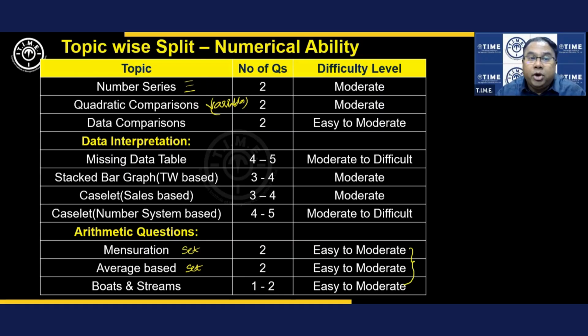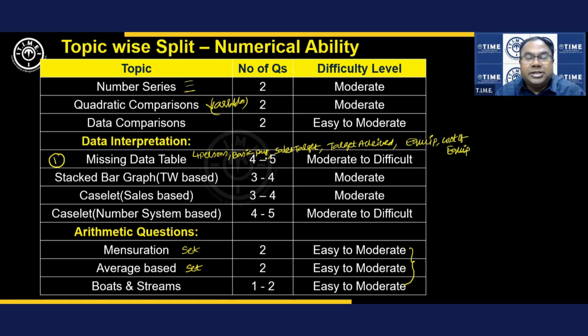Now, look at your data interpretation. Data interpretation overall, we can classify it as moderate to difficult. We have got 4 sets here. First one, missing DI table. Missing DI table contains 4 persons. Information about their basic pay, information about their sales target, target achieved, their equipment and cost of equipment. This is the missing DI table.